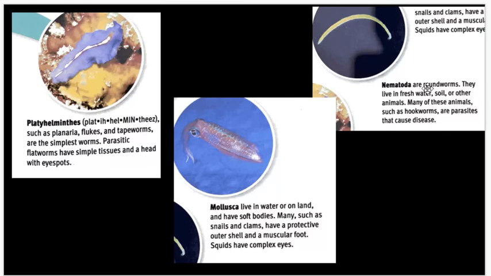Nematodes are roundworms. So take a look at this worm. If you were to look at a cross section of it, it will be very round. So that's why they're called roundworms. And many of these are also parasites. So flatworms can include tapeworms, which are parasites, and then roundworms can include hookworms, which are also parasites.